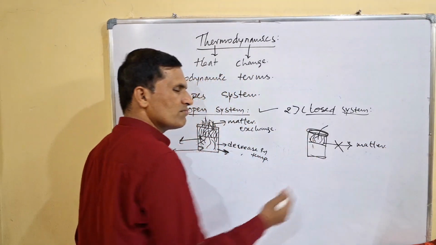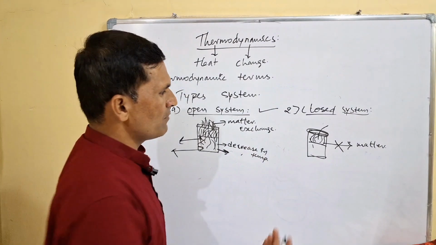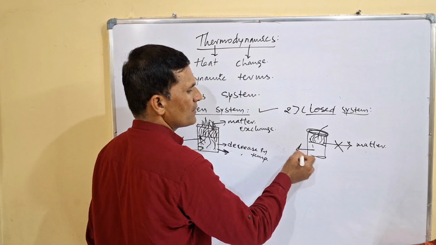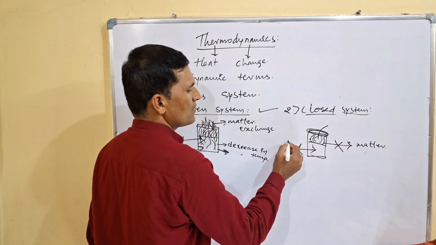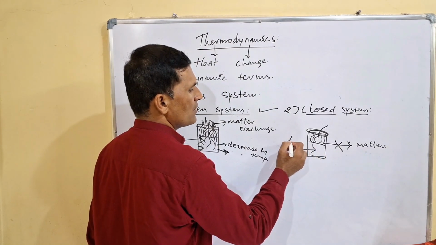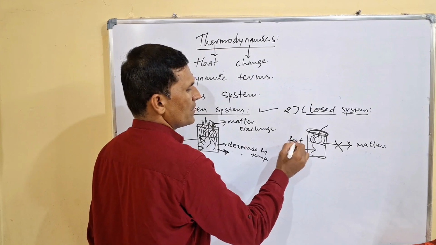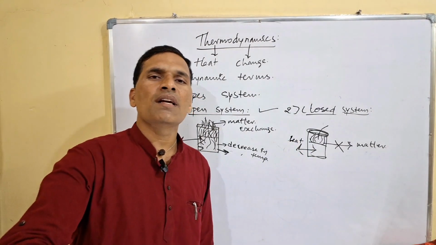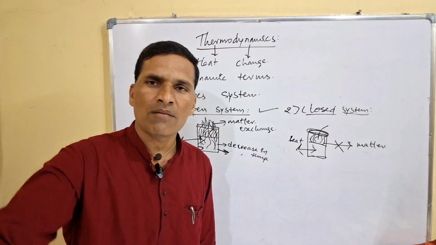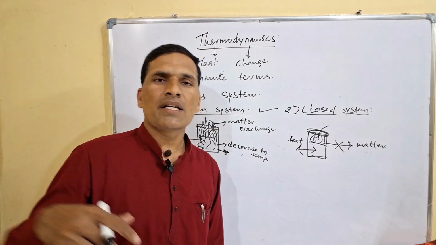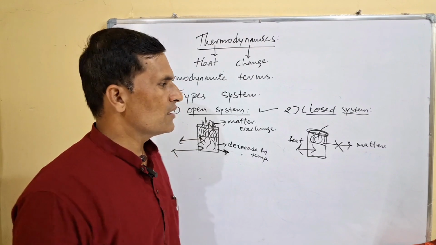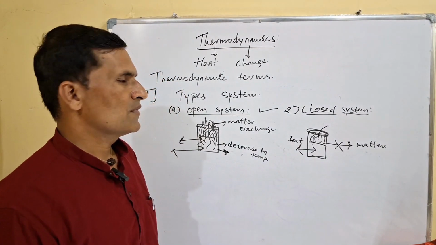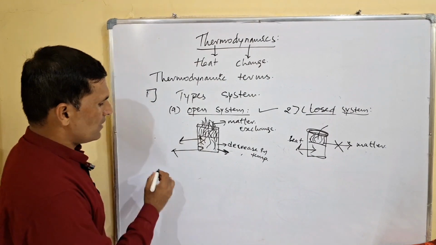But after a certain interval of time, the temperature will decrease, meaning heat is given out. Heat is exchanged with the surrounding. So the system which exchanges only heat with the surrounding, meaning it can either absorb heat from the surrounding or give out heat to the surrounding, that type of system we call a closed system.